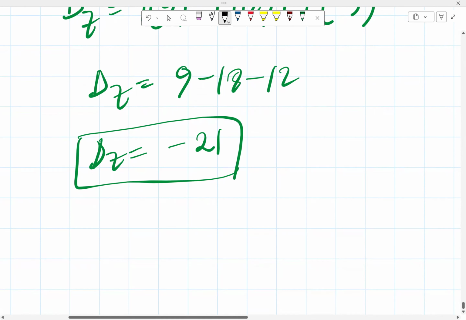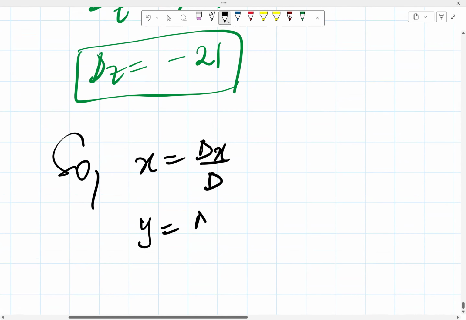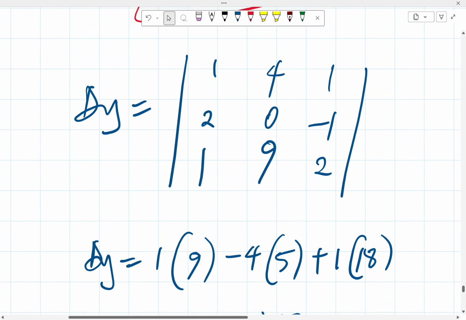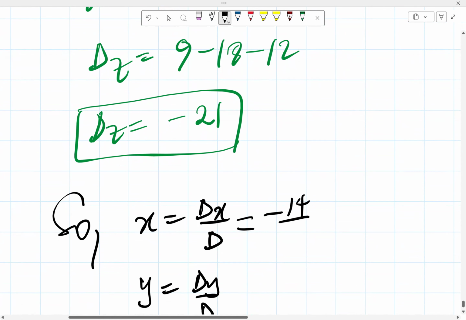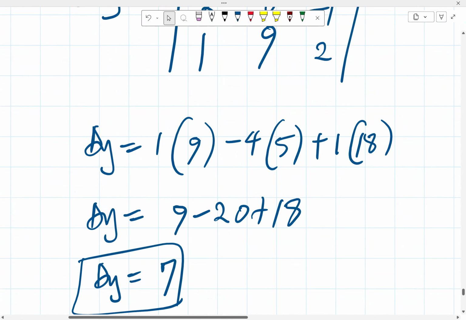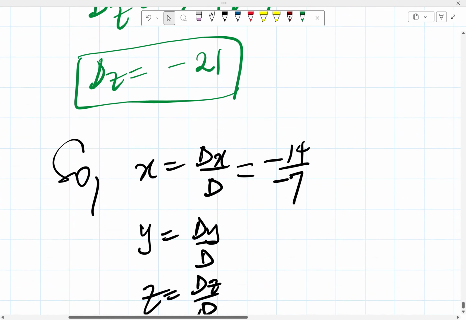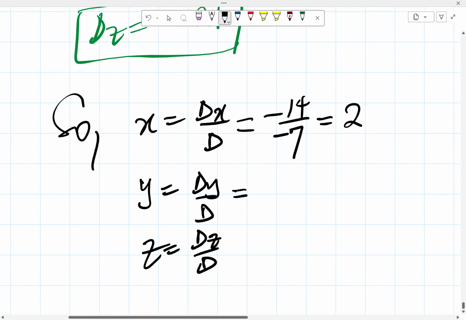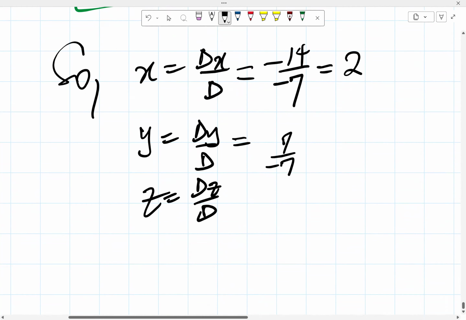So finally, we have x to be dx over d, y is dy over d, and z is dz over d. So if you put all that together, dx is minus 14. D itself is minus 7. That's the original D we got here, minus 7. So this is 2 now. Then we have dy. dy is 7. So that's 7 over minus 7, which is minus 1.